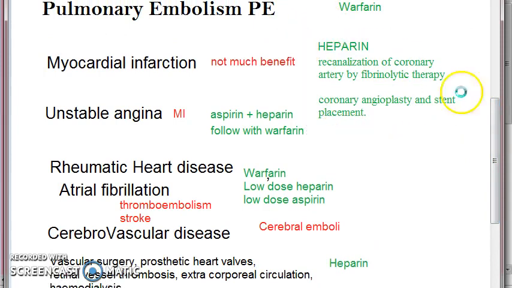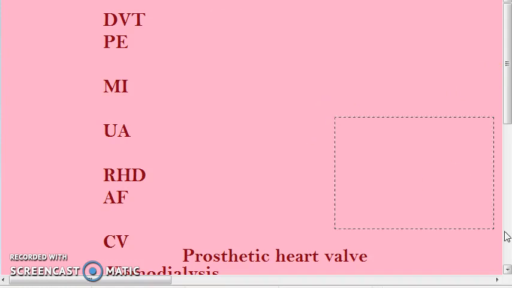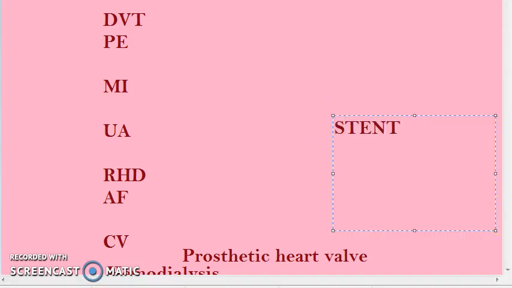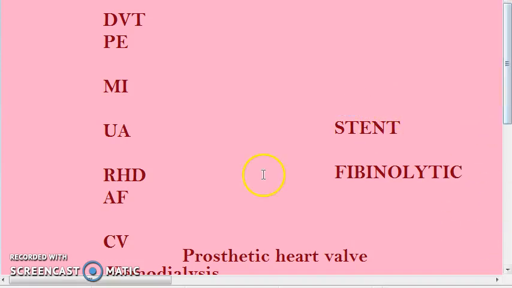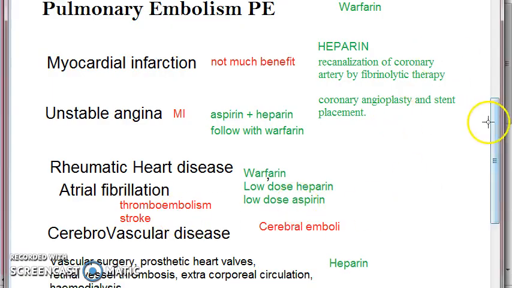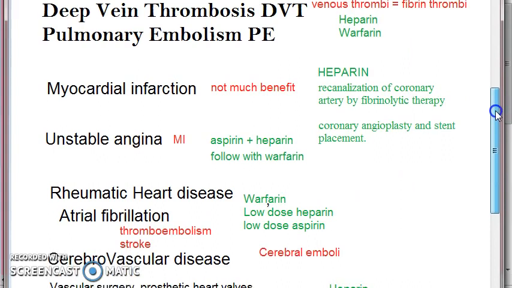Recanalization of the coronary artery by fibrinolytic therapy. You have a coronary artery, you want to recanalize it with fibrinolytic therapy. Then you want to do some coronary angioplasty, stent placement. For all that you will use anticoagulant. You should know what is used when. Mostly everything is heparin followed by warfarin only.